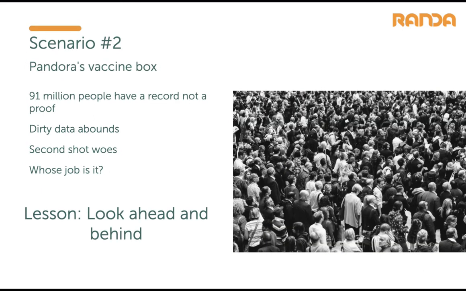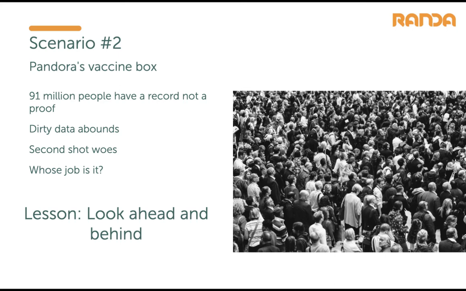We also see that Pandora's vaccine box has been open. 91 million people have a record of their vaccine, but it's not a proof. And so dirty data abounds. There's so many situations where a patient shows up early for their appointment, they're given the shot, and then they are marked absent because they didn't show up in the window of time that they were supposed to.